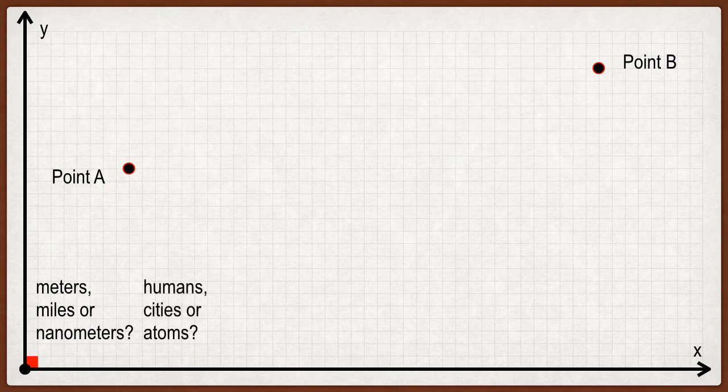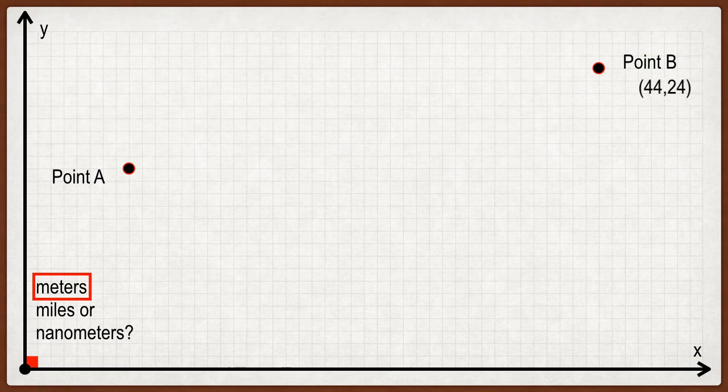For human beings, meters or centimeters is not bad. Miles, now you're talking about civic dimensions, cities and towns and counties. So let's think in terms of meters. This is a human being going from point A to point B, and therefore we're going to measure it in meters.